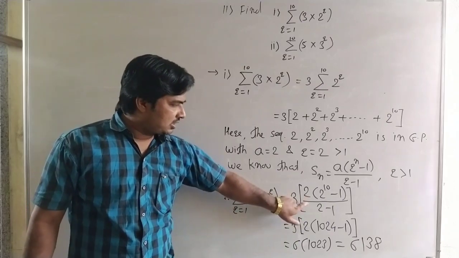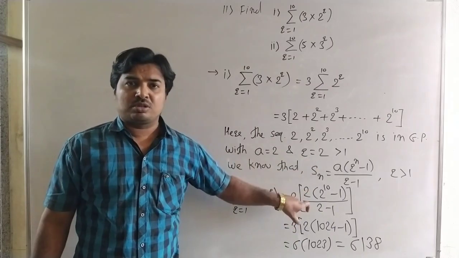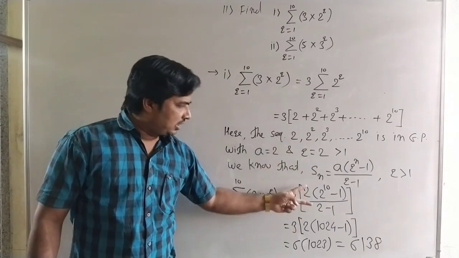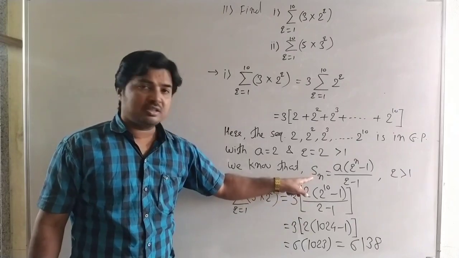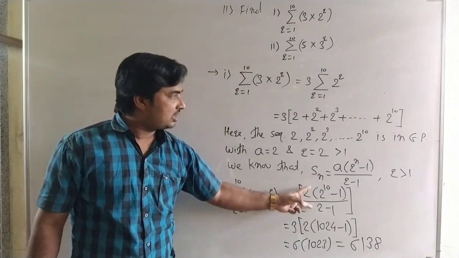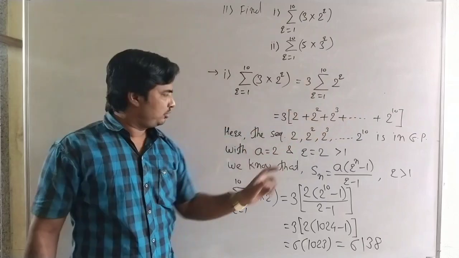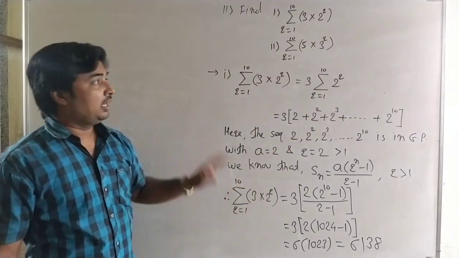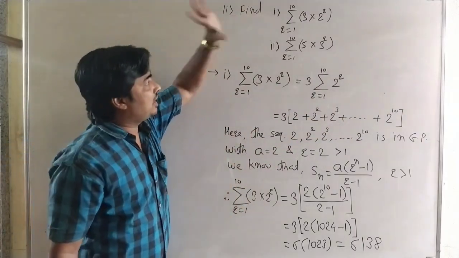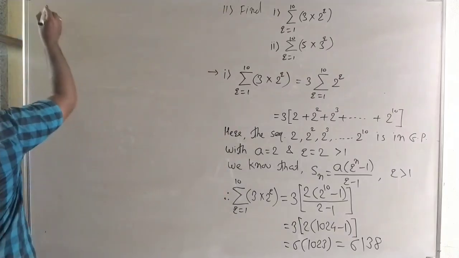Here it is a sum of the 10 terms in a geometric progression. Here we find S10, it is an Sn. We find S10 because these are the 10 terms, r is equal to 1 to 10. And the calculation is the same as the second example. See carefully this.